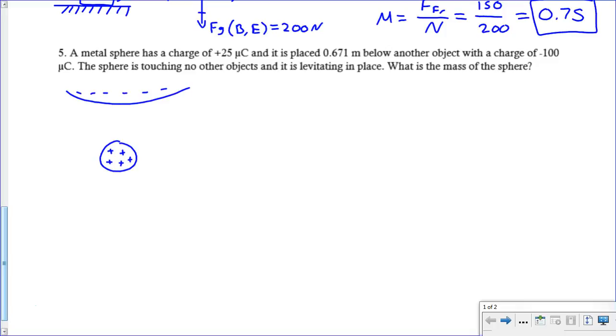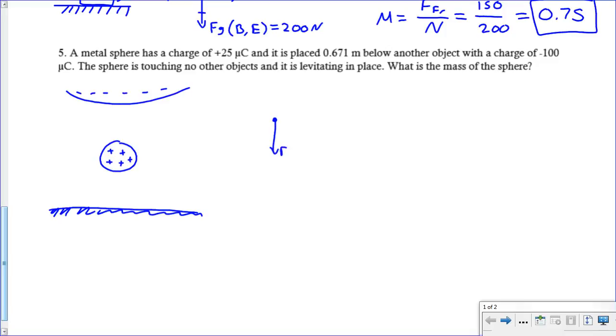So it's going to be an attractive force, therefore the sphere is going to be pulled up by whatever that other object is. If both of them were positive or both were negative, it'd be a repulsive force, and then the sphere would be pushed down by that other object. So it's sitting here levitating above the ground, just up in the air. What we've got here is two forces acting on this object.